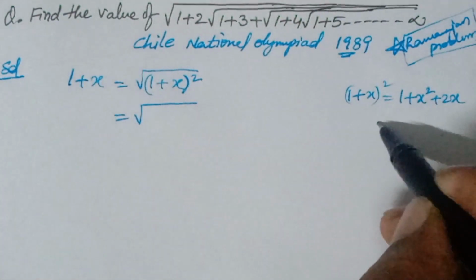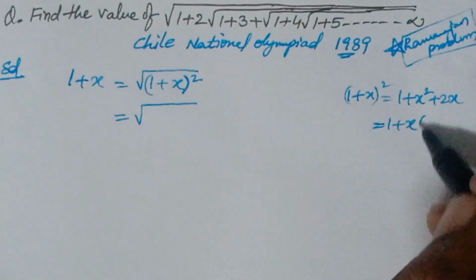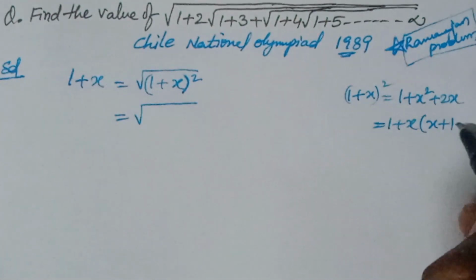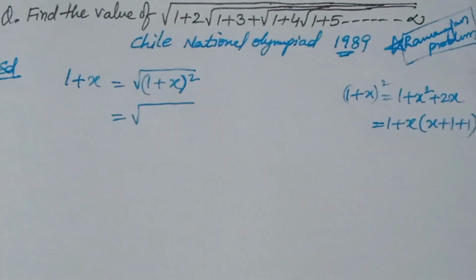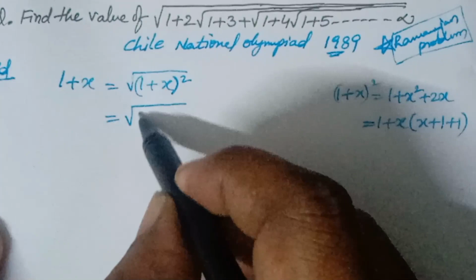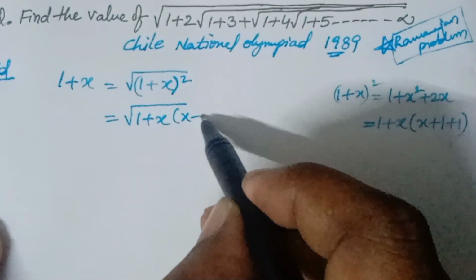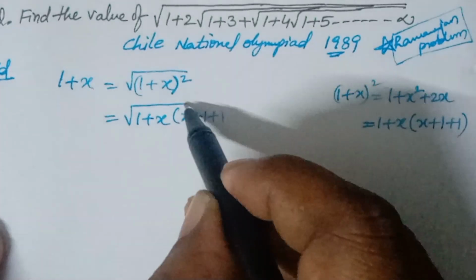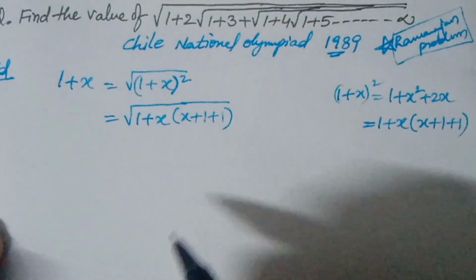This can be written as 1 plus x times (x plus 1 plus 1), so you get x square plus 2x. In the place of 1 plus x square, I am writing 1 plus x times (x plus 1 plus 1). The value won't change.